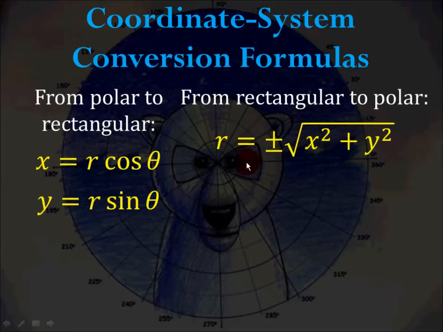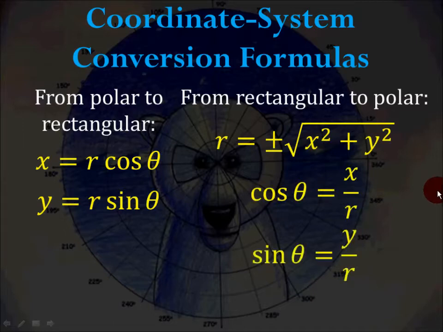So if you remember the point P, it's basically r units away, and you can build it using the coordinates of x and y using the Pythagorean theorem. Therefore, cosine theta is x over r, sine theta is y over r. So these are very familiar formulas, and you can use these to convert from rectangular coordinates to polar coordinates, and that's what we're going to do now.